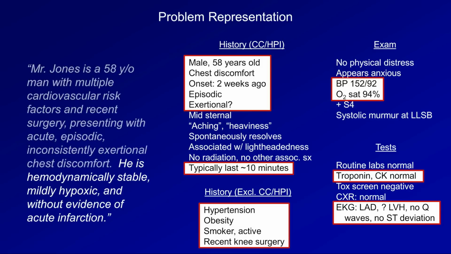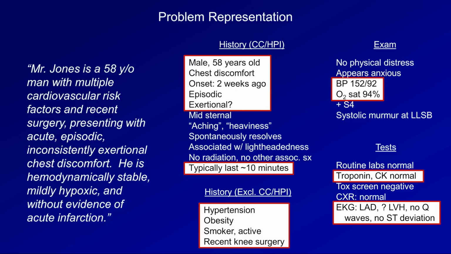So altogether, Mr. Jones is a 58-year-old man with multiple cardiovascular risk factors and recent surgery, presenting with acute, episodic, inconsistently exertional chest discomfort. He is hemodynamically stable, mildly hypoxic, and without evidence of acute infarction.